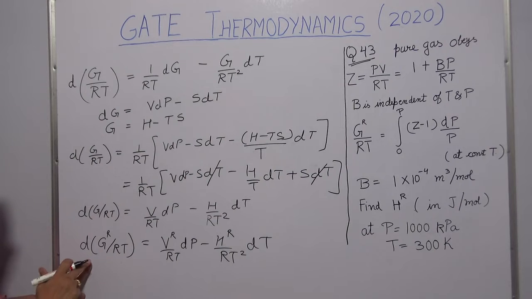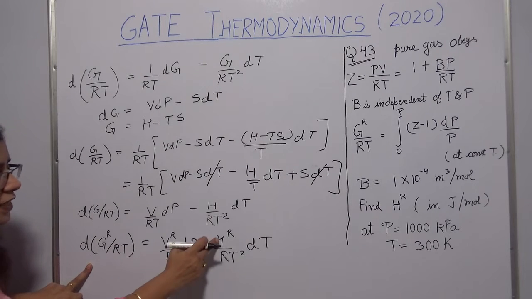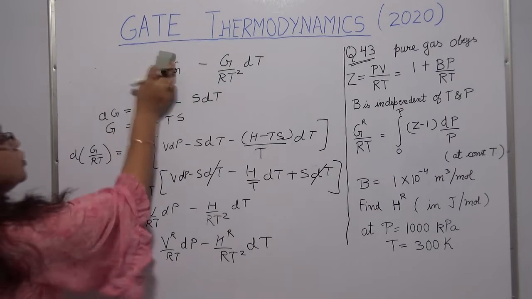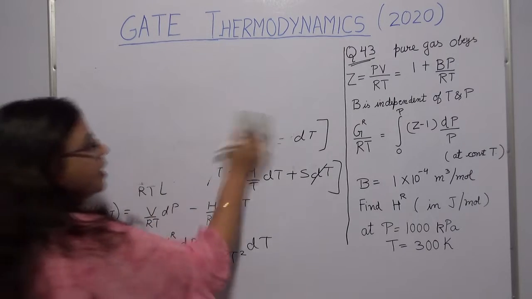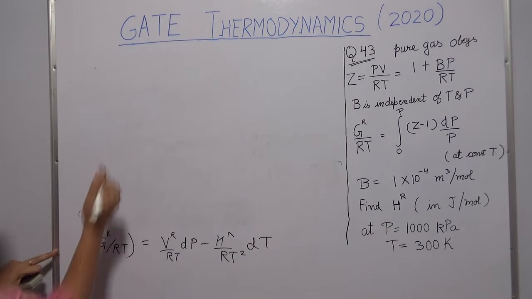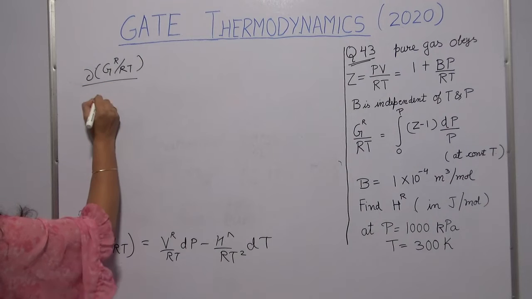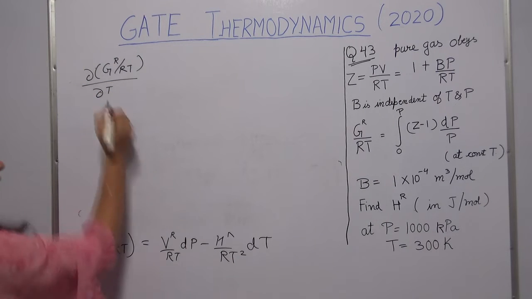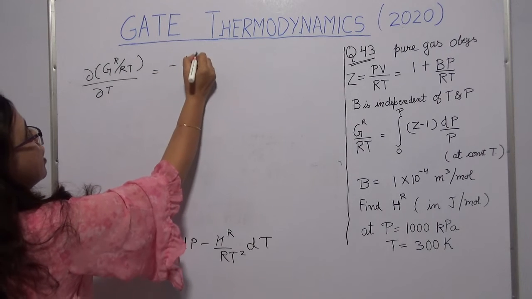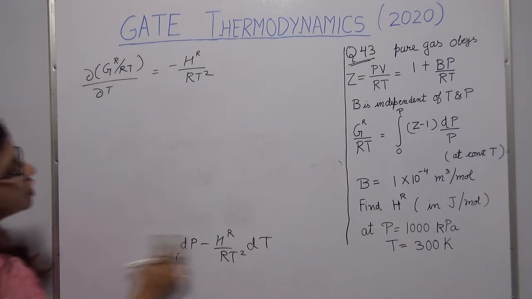Now if I take a partial derivative of this quantity with respect to T while keeping P constant, then I will get the value of minus HR by RT square. That will be the equation which we will be using. So all other equations I will just erase and keep that equation. So GR by RT, taking a partial derivative with respect to T, is equal to minus HR upon RT square. This is the equation which we are going to use.